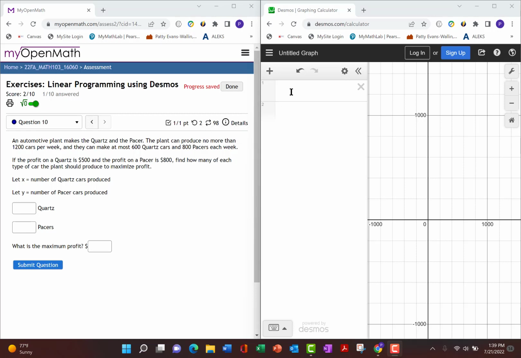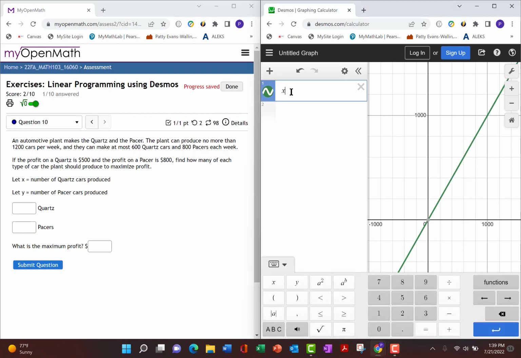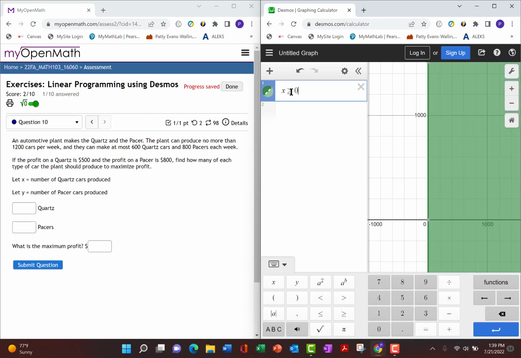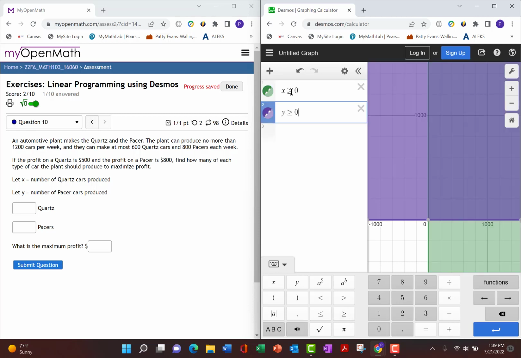So pretty much in every word problem, X would need to be greater than or equal to 0, because you can't make a negative amount of quartz cars, and also Y needs to be greater than or equal to 0 because you can't make a negative amount of pacer cars. Now let's read on for any other constraints.